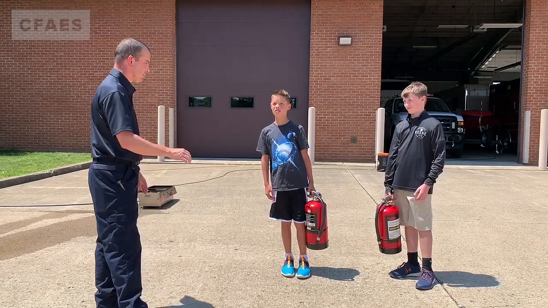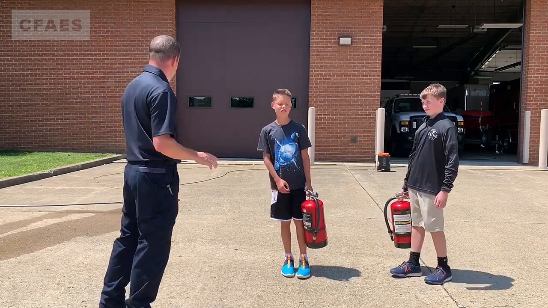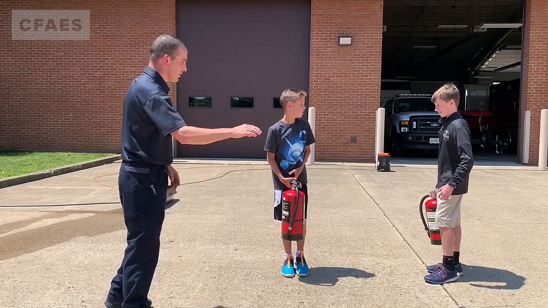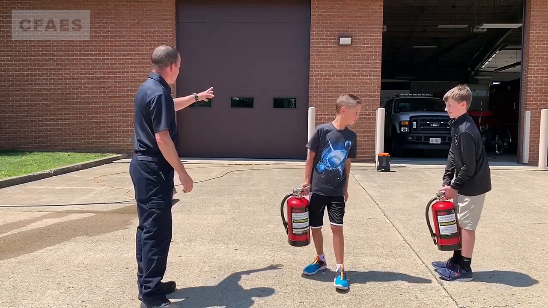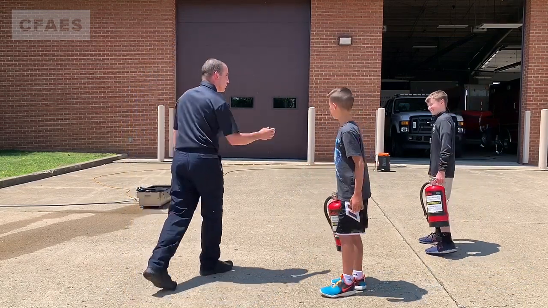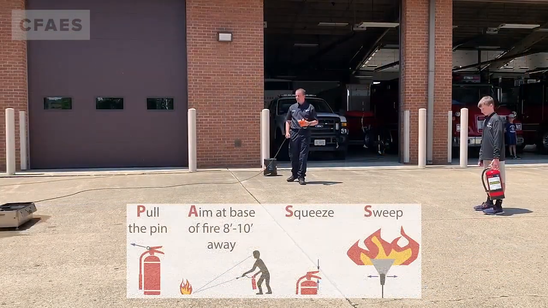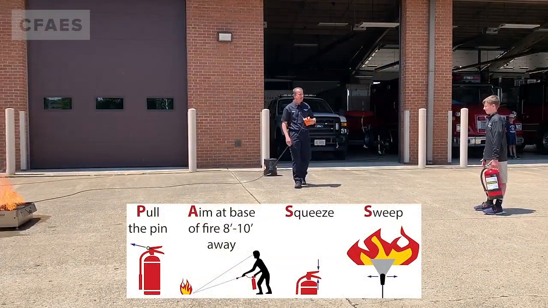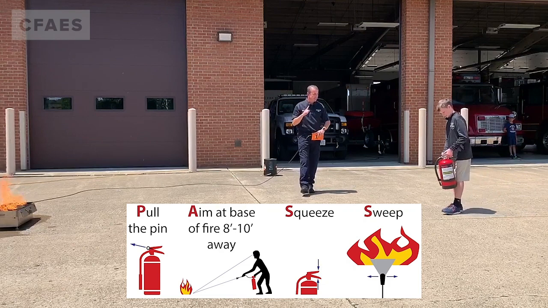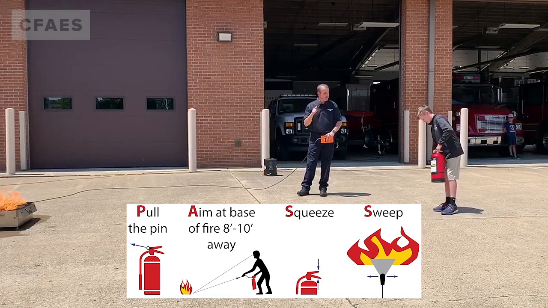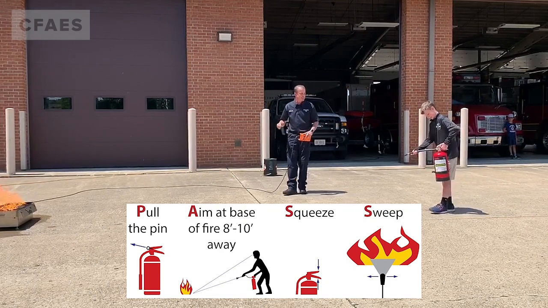So, again, whoever wants to be first. One of you can stay back to the side, and I'll go light it, and then I'll let you know when you can go up to it. Okay, so we can go ahead and pull the pin. That's our P. Now we're going to aim the nozzle. So we're going to get our nozzle out, get it ready.